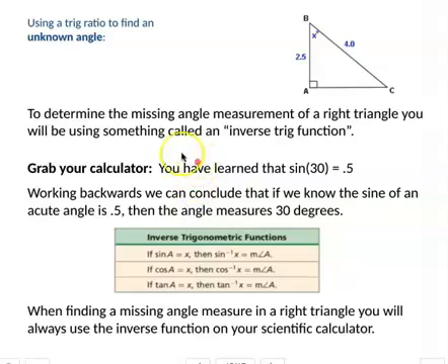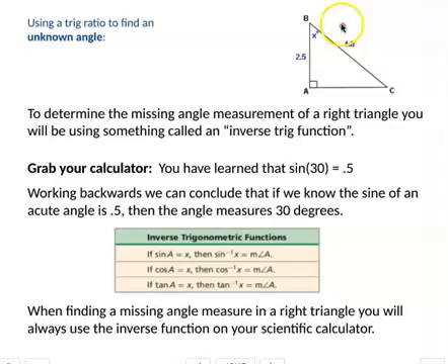So what is an inverse trig function? Let's back up a little bit. If we grabbed our calculator and plugged in sine 30, the calculator would give us the answer 0.5. We can work backwards as well. If we know the sine of an acute angle is 0.5, then we know the measurement of that angle has to be 30 degrees.